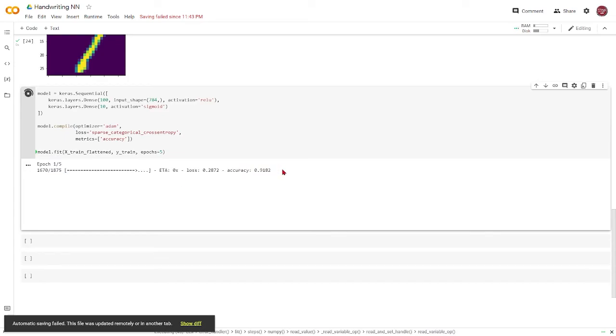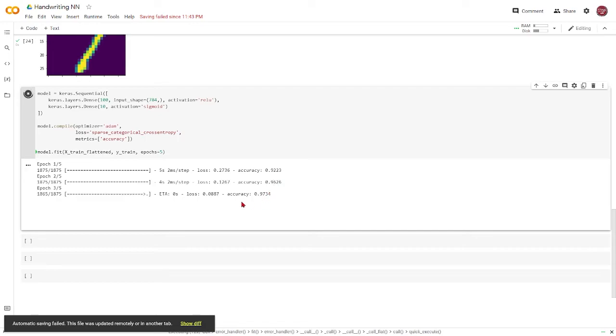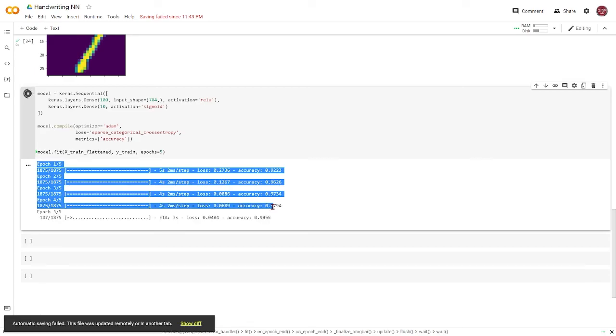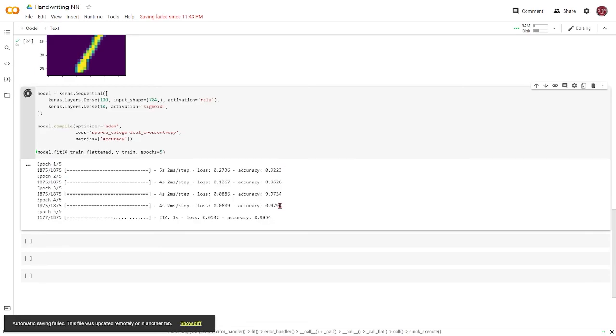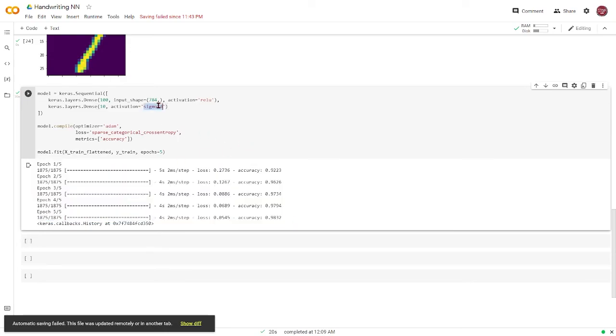Alright, we're getting better numbers for the first epoch. 92%. Oh, the second epoch's already at 96%. Third epoch's 97.3. Fourth, it's going much faster too, I think. Fourth epoch, not much faster, but faster. Fourth epoch's 97.9. And the fifth epoch is 98.3. So I think the sigmoid function works a little bit better, but for our purposes, let's just stick to softmax for now.